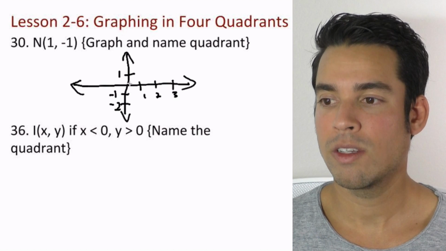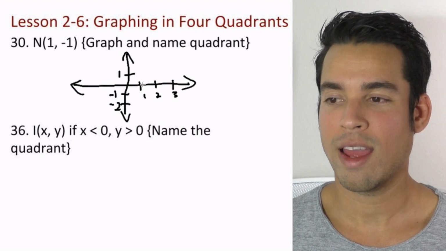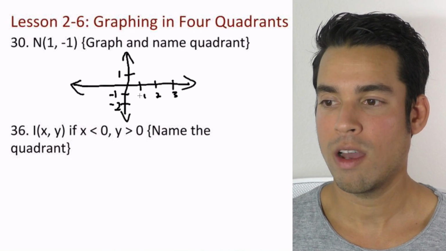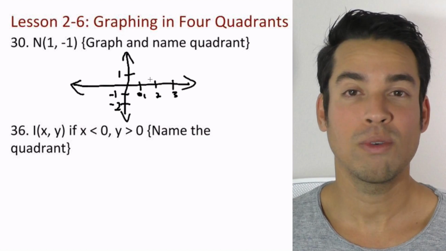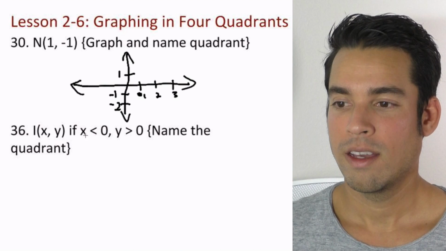Now what's going to happen is we just look at, on x we're at 1. On y we're at -1. So we kind of drop down. So we go out on x, then down on y. There's our point, and that's it. That is 1, -1.